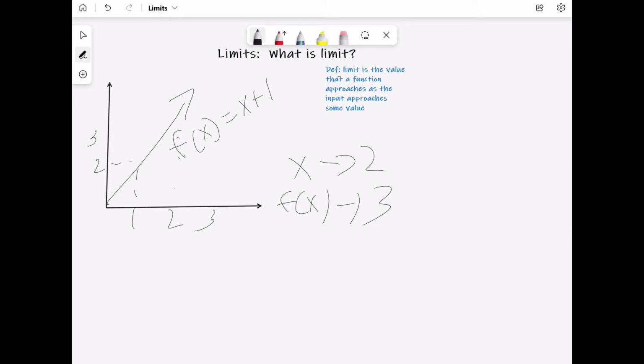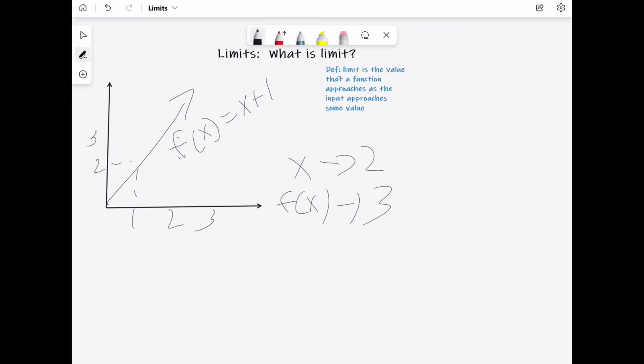In limits we basically observe what would happen to the function as the input comes extremely close to a value. So as x comes to 2, what happens to the function? What's the output as x becomes 2? What comes up? That's basically what a limit is.